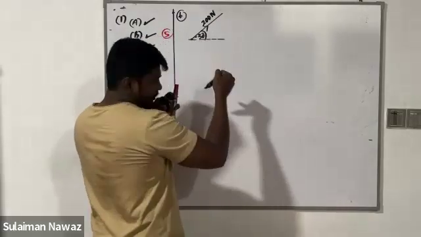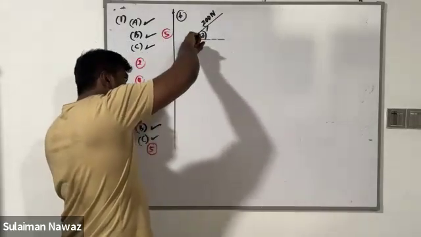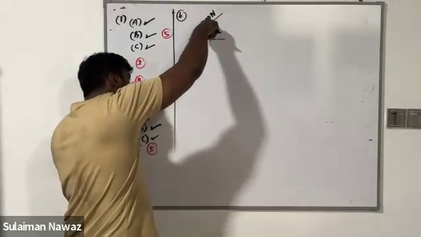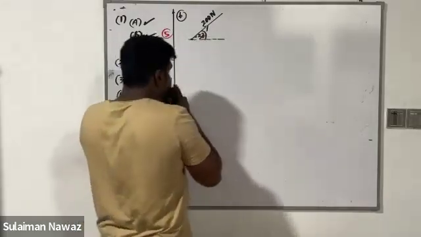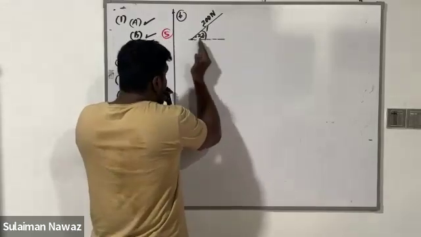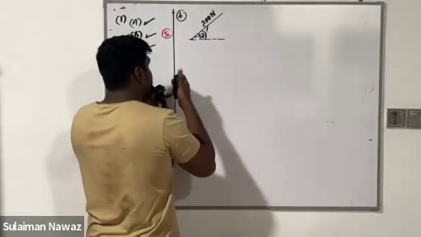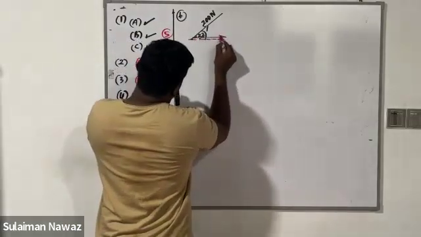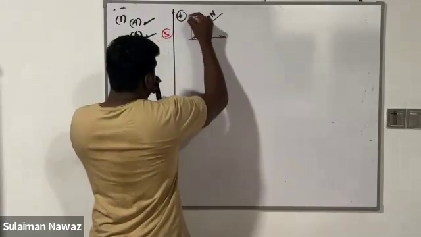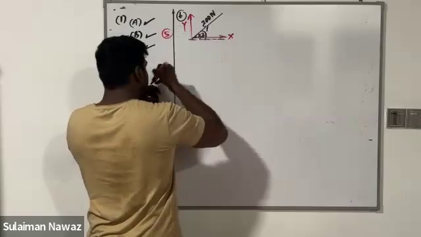Now, which force contributes to the motion? The horizontal component of 200 Newton contributes to the motion. So basically, they are asking you to find the horizontal force component and the vertical force component. How do you find the horizontal component, and how do you find the vertical component? Let's say the horizontal is x and the vertical is y.